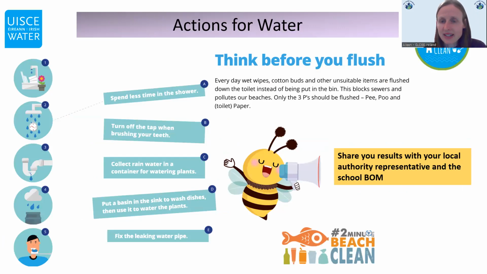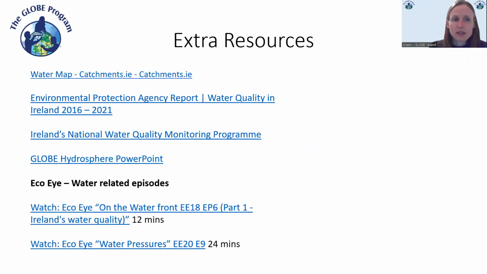Of course, it's all about the actions you can take around water. If you can encourage the students to get involved, thinking about where their water comes from, where it ends up, how they can conserve water, how they can reduce pollution, litter picks and avoiding plastic and all the things we know about, that would be a great success for the campaign as a whole. There are some extra resources in the back of this PowerPoint as well. If you're interested in following up, there's the catchments link and a few EPA reports and EcoEye videos, depending on your age group.